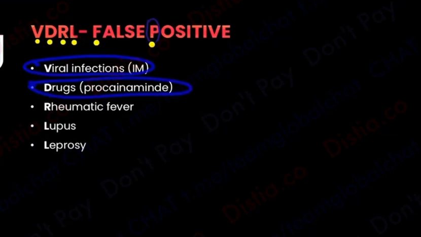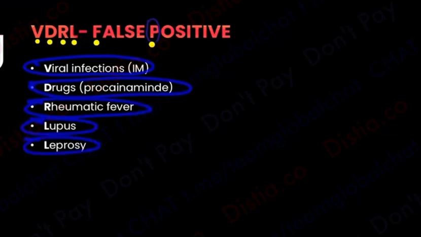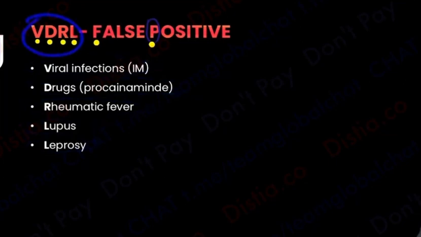They can definitely cause antibodies. Rheumatic fever has antibody. SLE, lupus, so definitely has a lot of antibodies. Leprosy can also produce antibodies. So I have analyzed VDRL. What is FP? First trimester of pregnancy can also sometimes show you false positive VDRL. So please note that this is early pregnancy.